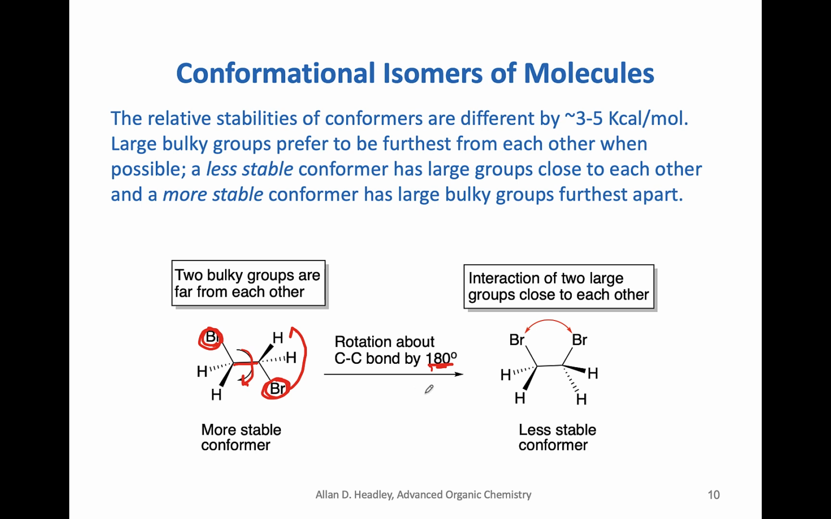If we do a rotation by 180 degrees, it brings these two bromines right across from each other, or close to each other, and this is the less stable conformer. As you can see here, the energy difference is about 3 to 5 kcals per mole. So in other words, this is about 3 to 5 kcals per mole more stable than this conformer, which is also called the eclipsed conformer.